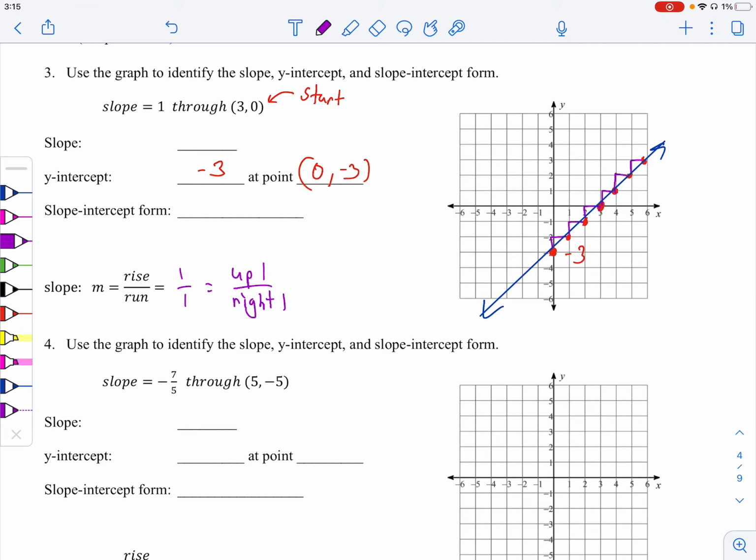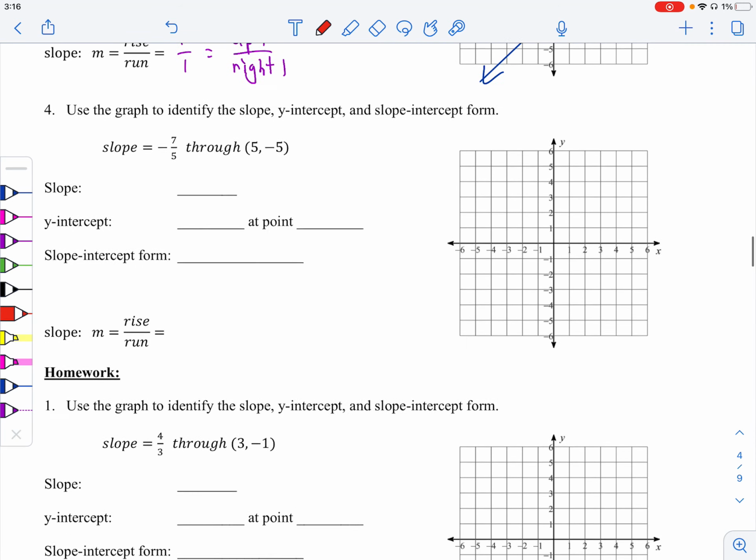Our slope was given 1. And then we use f of x equals mx plus b. So we get f of x equals something x. Our slope is 1. Our y-intercept is -3. And we can do just x minus 3. Same thing. So f of x equals x minus 3, or 1x minus 3, same thing. And then we have our equation.